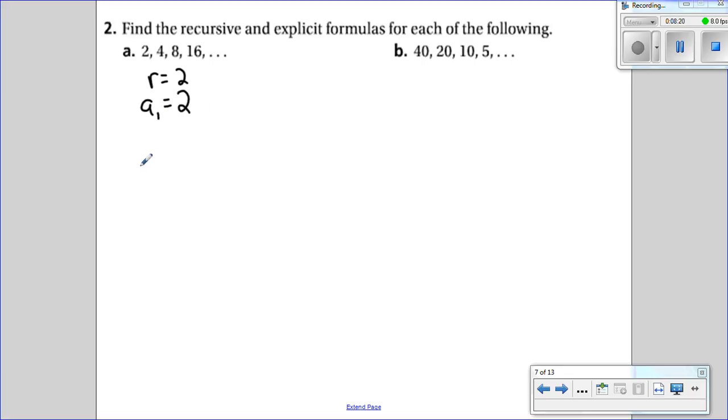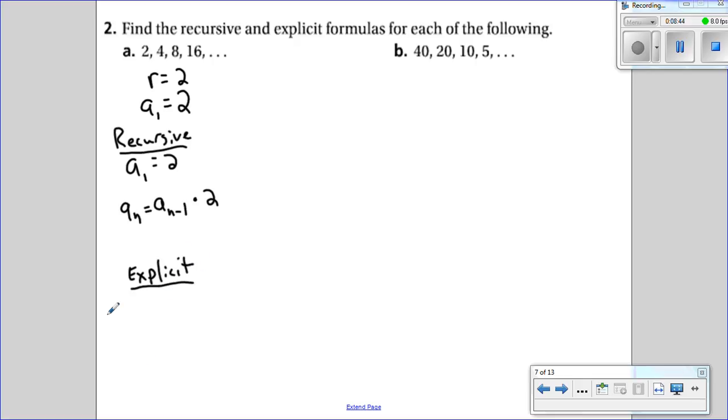So our recursive, we would have to state A sub 1 equals 2, and A sub n equals A sub n minus 1 times 2. So that's recursive. And explicit would be A sub n equals A sub 1, which is 2, times 2 to the n minus 1.